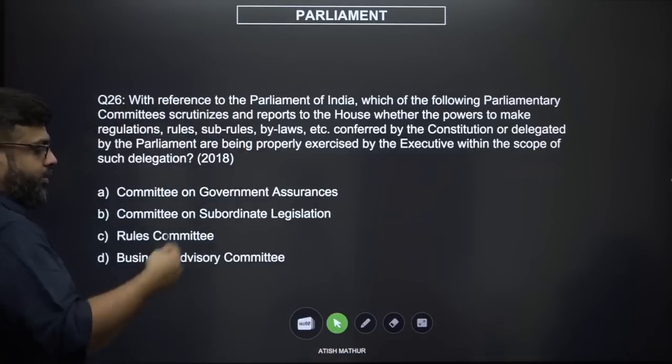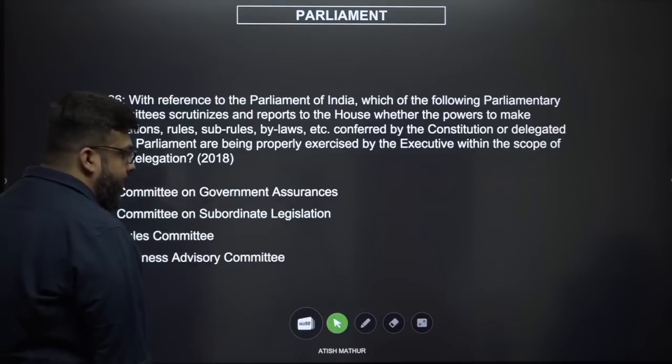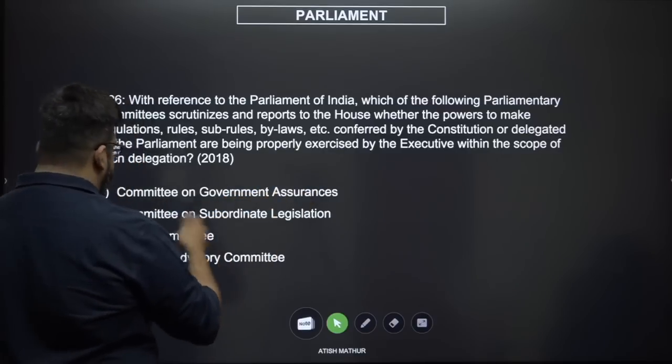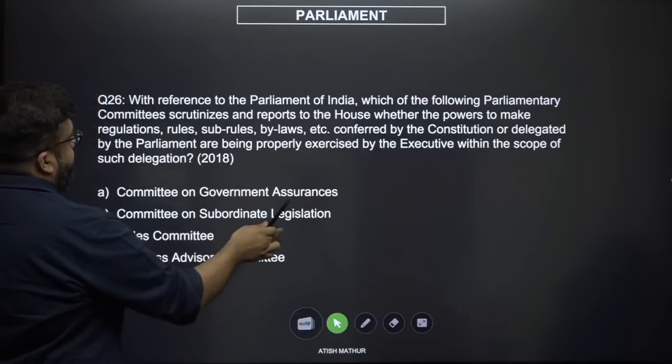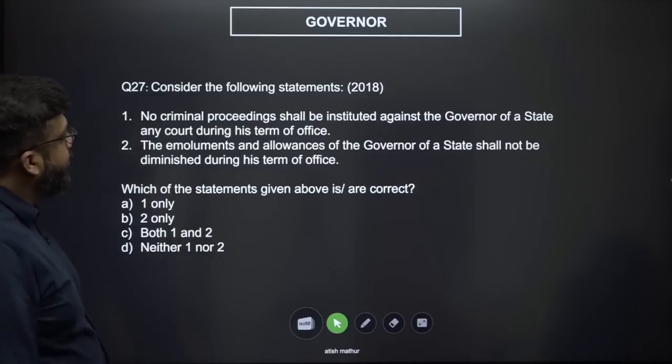Rules Committee would refer to the rules of the House. Business Advisory would be what the House should be doing. Government Assurances would be what the government is promising and how far they are delivering. The answer here should be Committee on Subordinate Legislation. There we go. Consider the following statements.